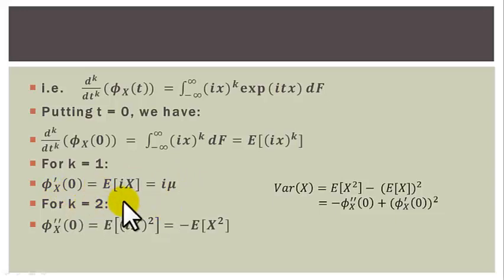And when you square that, that will give you phi x prime of 0 all squared divided by i squared. And you know that i squared is minus 1. So that minus will change this minus to plus. So the variance of x is equal to minus phi x prime prime of 0, that's the second derivative at t equals 0, plus the first derivative of the characteristic function at t equals 0 all squared.